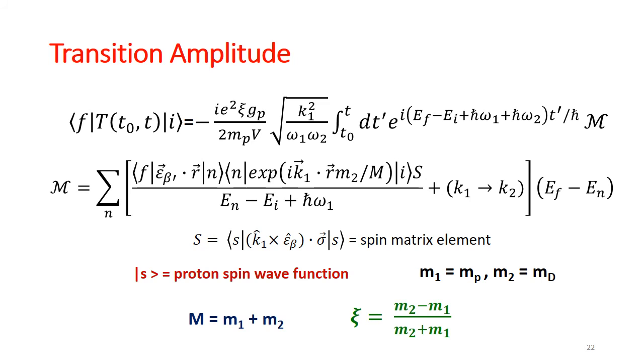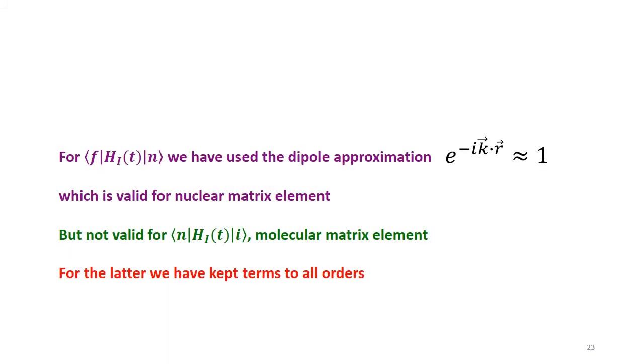So let us continue. So now for the nuclear matrix element, we can use this approximation that this is set to 1. This is called the dipole approximation. This is valid for the nuclear matrix element, but not for the molecular matrix element. For the latter, we have kept all terms to all orders.